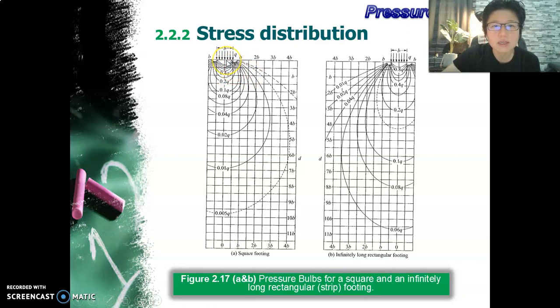Now, I want it to be B distance away. So B distance away, I bring the line down. This is B. So roughly now, it has become what? Approximately at this point, B is here, so roughly at this point, I follow this bulb down, it's about 0.08 Q. So when you're at depth B and at B distance away from the center line of formation, your stress increase is just 8% of the stress that you apply on the surface.